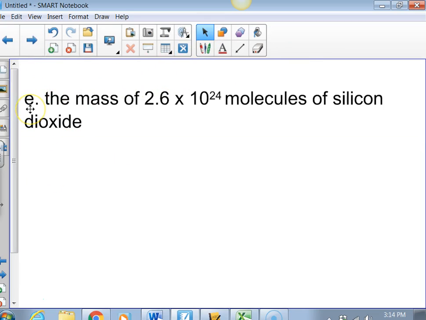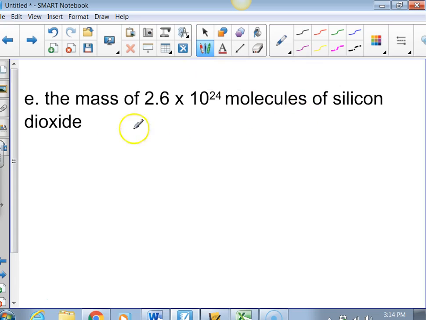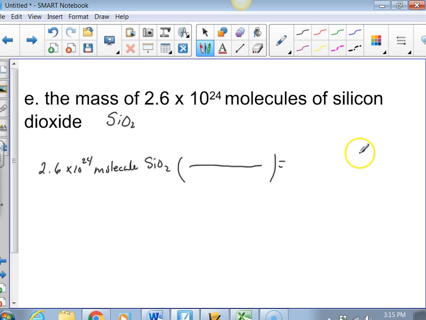Problem D. We want to know the mass of a certain number of molecules of silicon dioxide. And likewise, this is also covalent with 1 silicon, 2 oxygen. So we have 2.6 times 10 to the 24th molecules SiO2. We want to end up with a mass in grams SiO2. So we know that we're going to have a molar mass of SiO2 from the periodic table, and this is going to be molecules. And that's always going to be Avogadro's number.